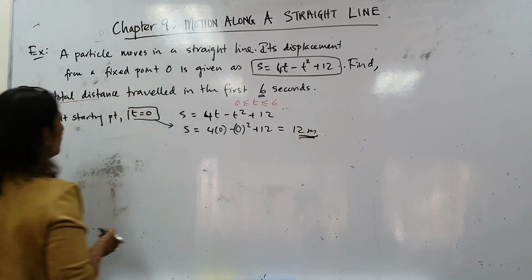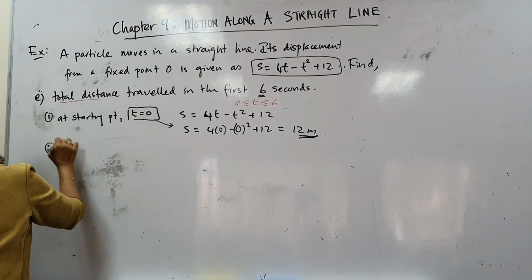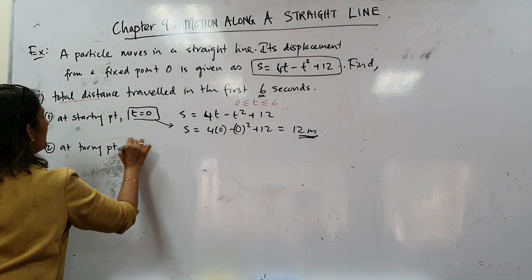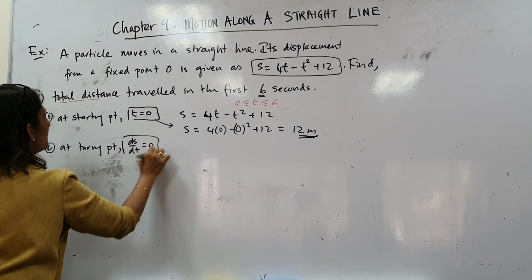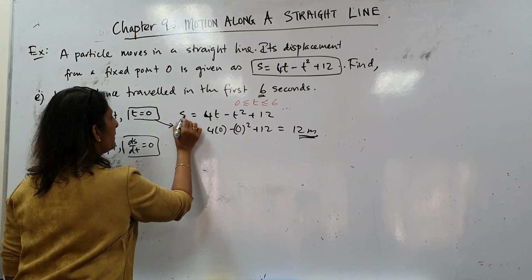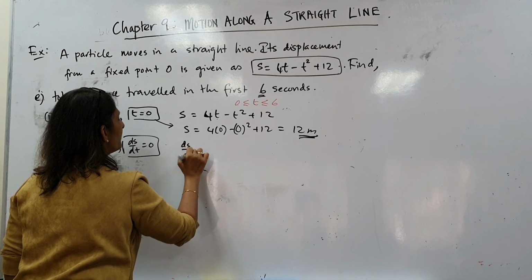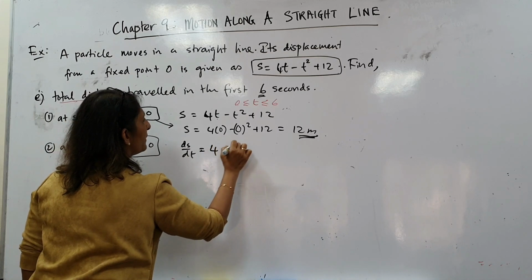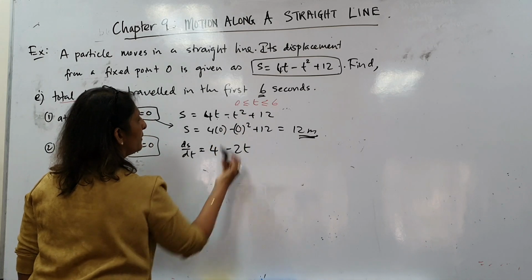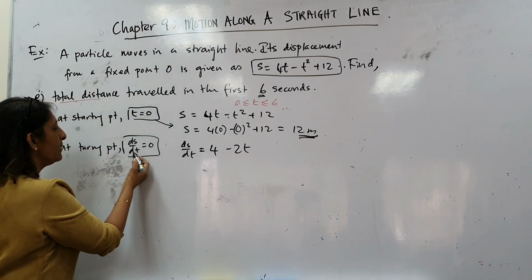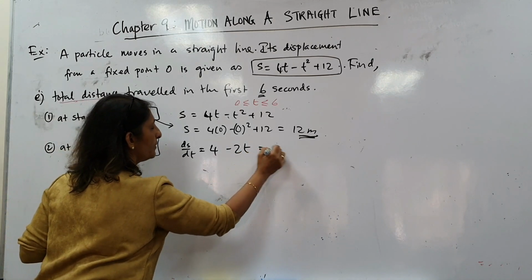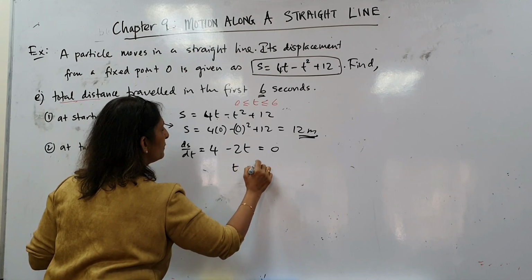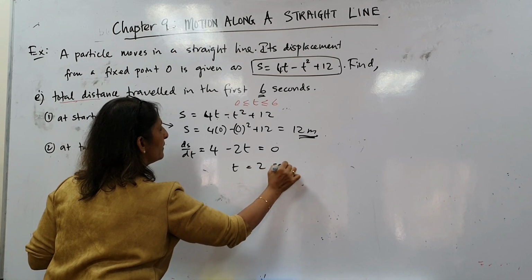This is S1. Now second, at the turning point, we're going to find ds/dt equals 0. So what you do from here, we will find ds/dt. 4t minus t squared becomes 4 minus 2t. This is your ds/dt. We put it equal to 0 and find t. t is equal to 2 seconds.